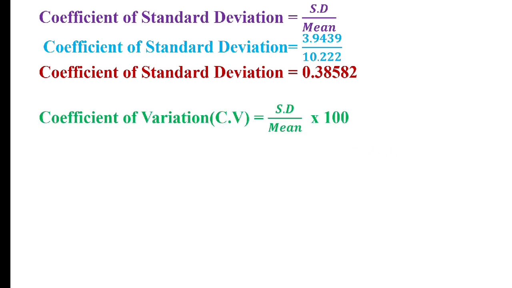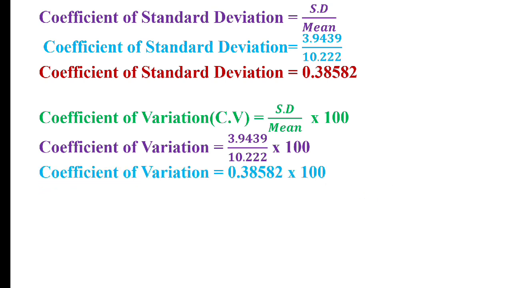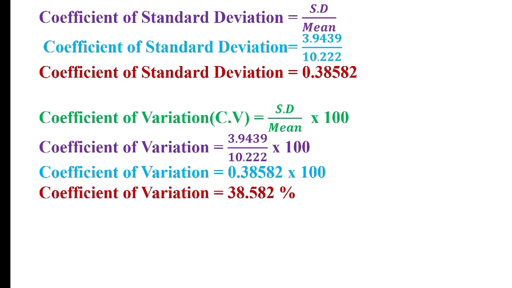Then coefficient of variation equals standard deviation divided by mean into 100. So we'll get 3.9439 divided by 10.222 into 100. Dividing that value, 0.38582 into 100, so we'll get 38.582 percentage. Always coefficient of variation will be written in percentage. This is the way we need to calculate for an individual series of observation.